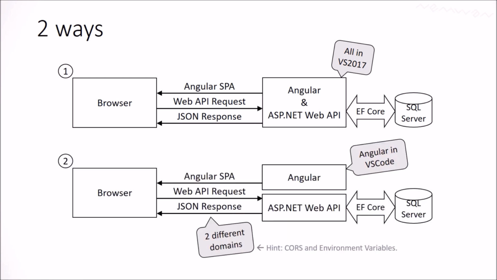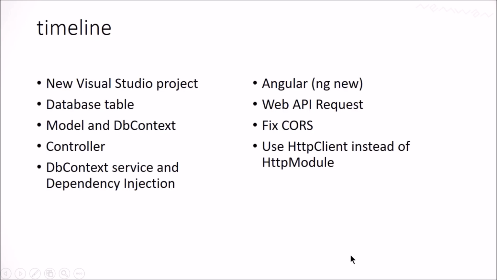And then after that, I'm going to separate Angular into a separate project. Once I do that, I'm going to use Visual Studio Code to edit the project. Now in this situation, Angular and our web API are on two different domains. Now they both look like localhost, but they have different port numbers. So that may be an issue, and you'll see how we deal with that. Just as a hint, we're going to use CORS and environment variables.